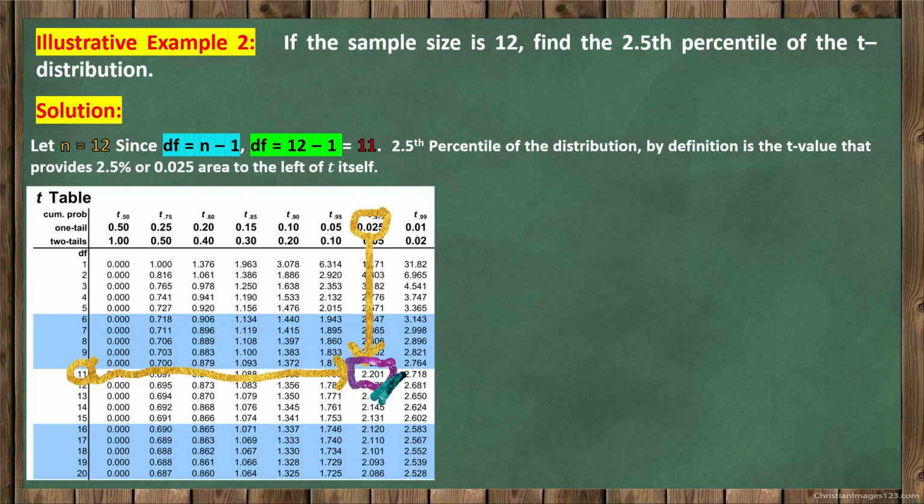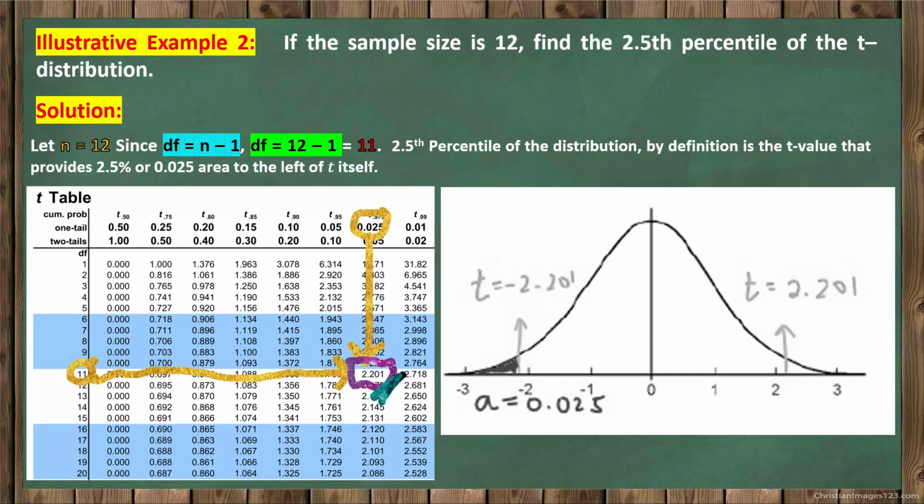So notice how the t table is constructed. The table provides t values with an area to the right of t itself. Moreover, you must have noticed that the table only bears positive values of t. Recall in the previous lesson that the t curve is symmetric about t equal to 0. Hence, given a positive t value, you can easily determine the location of the negative t value on the left portion of the curve by considering the idea of symmetry about 0.